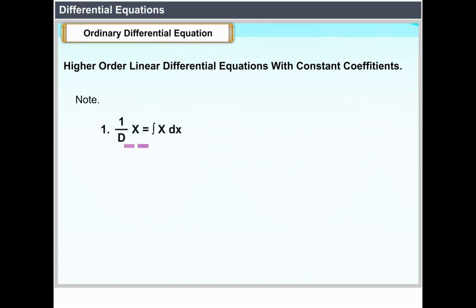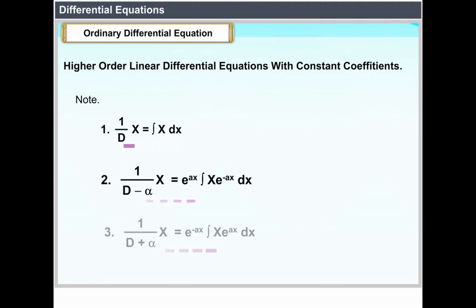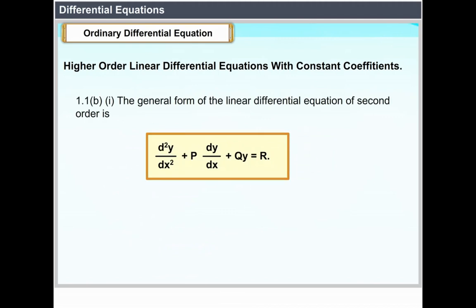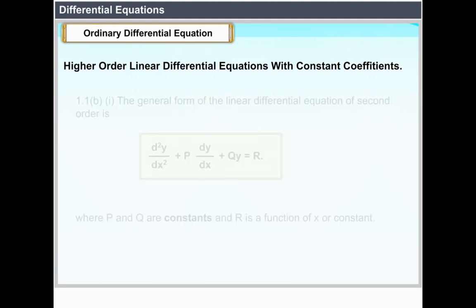Note, point number 1: 1/D x = integral of x dx. Number 2: 1/(D-a) x = e^(ax) integral of x e^(-ax) dx. Number 3: 1/(D+a) x = e^(-ax) integral of x e^(ax) dx. The general form of the linear differential equation of second order is d^2y/dx^2 + p dy/dx + qy = r, where p and q are constants and r is a function of x or constant.